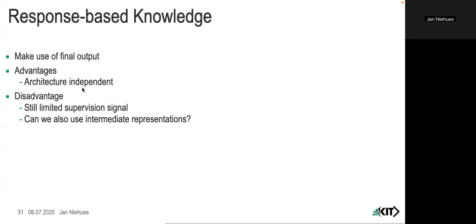So to summarize what we have in response-based knowledge distillation. First, we're only making use of the final output, which has a big advantage that it's independent of the architecture. So we can also do knowledge distillation, for example, from a transformer-based model. And if you remember state space models, which might have faster inference, they don't have quadratic runtime with the length, you can try to convert this knowledge into a state space model. So you don't care really what is happening inside there. You only look at the output probabilities.